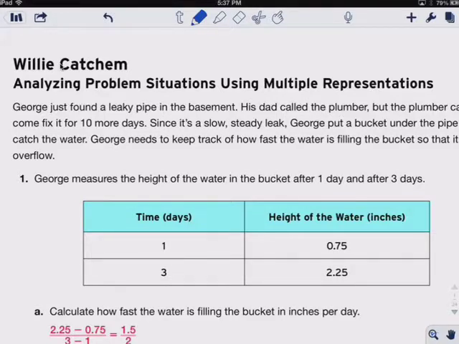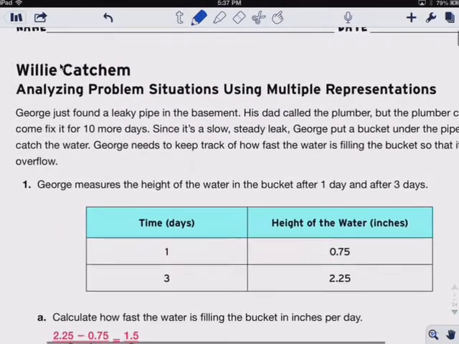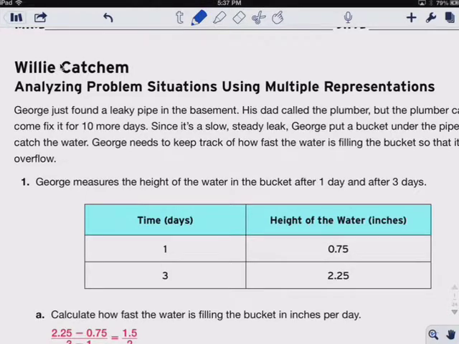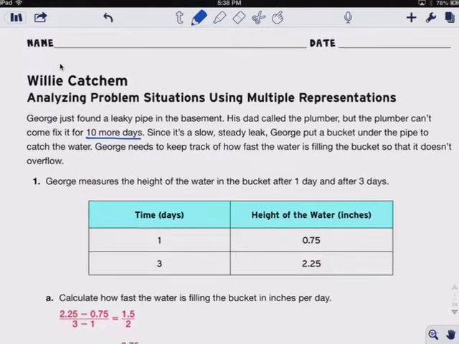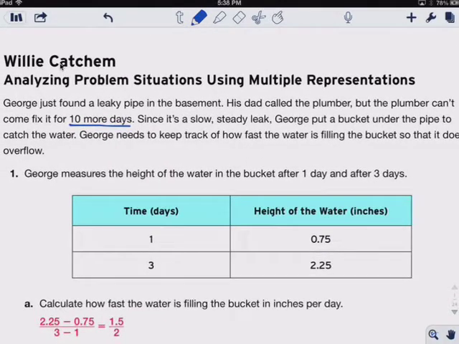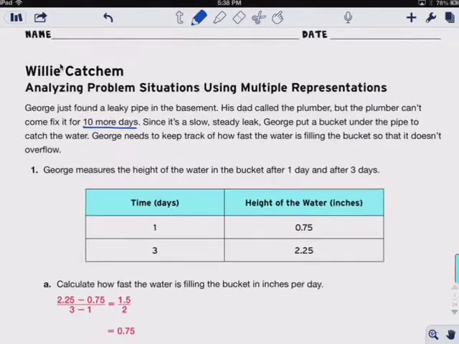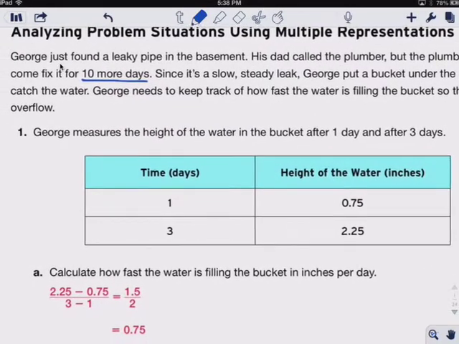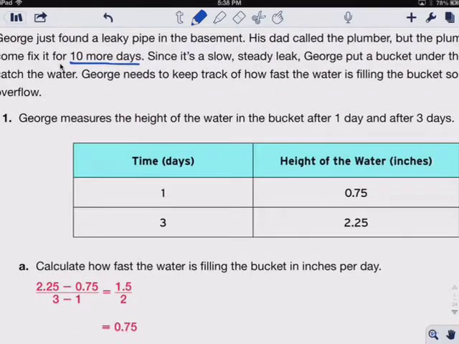George found a leaking pipe in a basement. His dad called the plumber, but the plumber can't fix it for 10 more days. Since it's a slow, steady leak, George put a bucket under the pipe to catch the water. George needs to keep track of how fast the water is filling the bucket so that it doesn't overflow. So we'll fix it in 10 days.